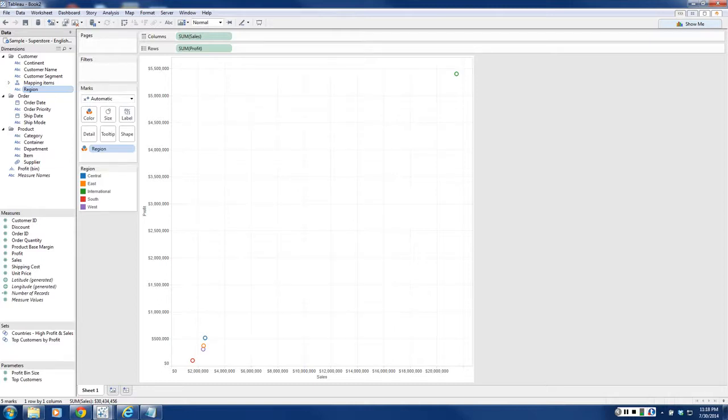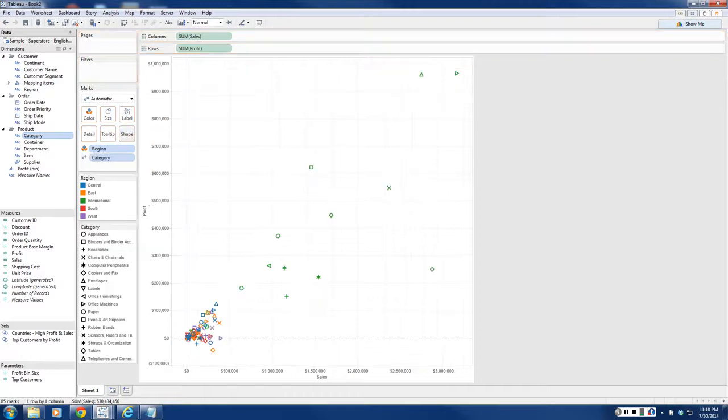We will add in our shape. We are going to add product category. So this is product category. We're going to add in shape, and we see quite a few points, but regression analysis is way better if you have many more points, and that's why we will add customer name and drag it to detail.